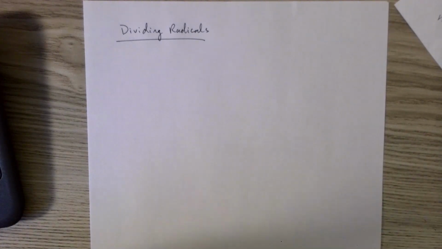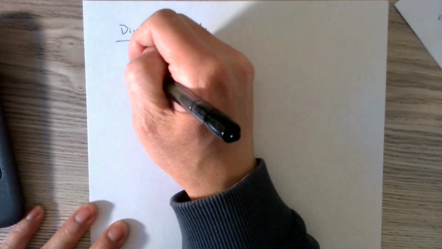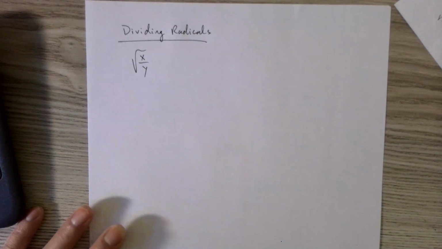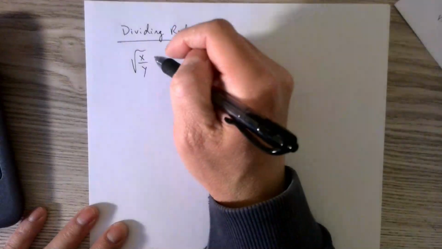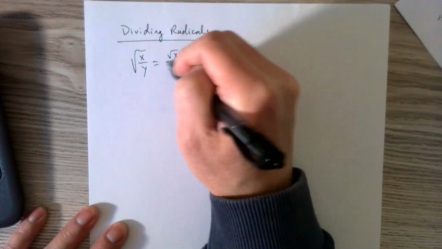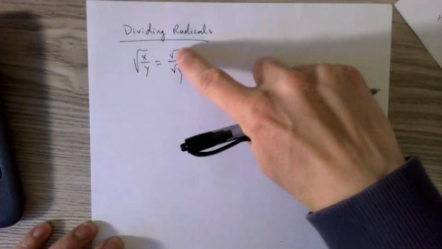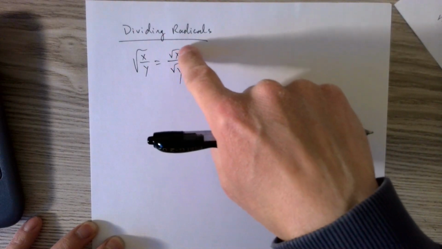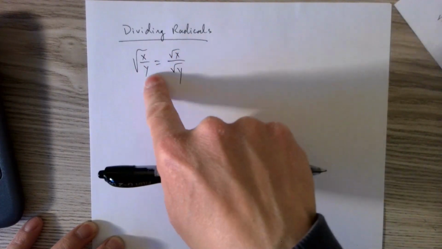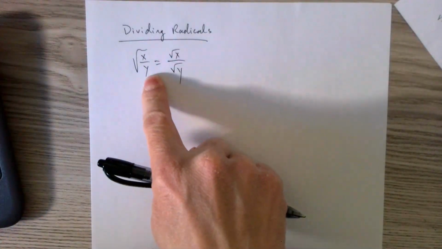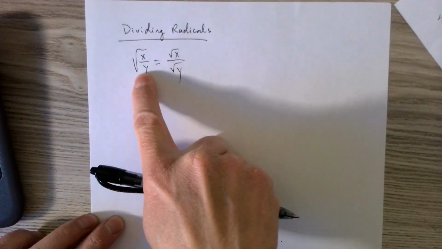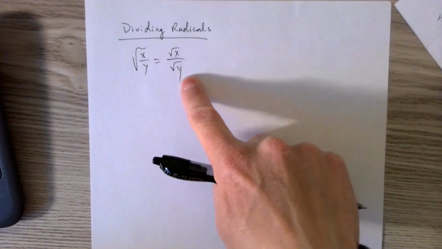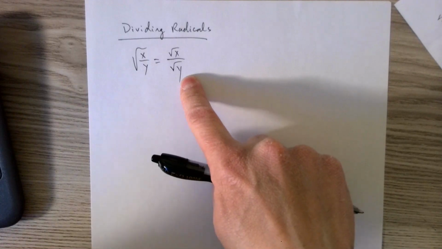Okay, we are now dividing radicals. When you are dividing radicals, you are allowed to put this whole fraction under one radical. Or, if you have a fraction inside one radical, you may chop it up into 2 radicals, one in the numerator and one in the denominator, if it helps.